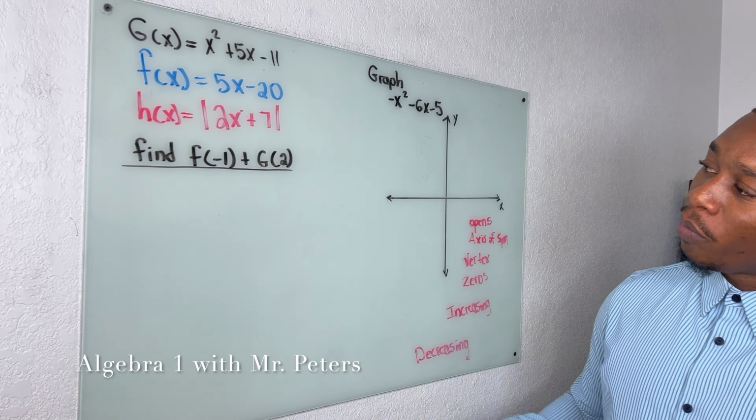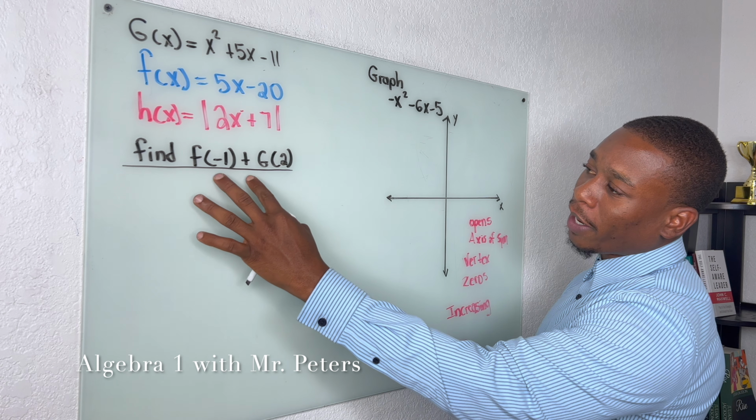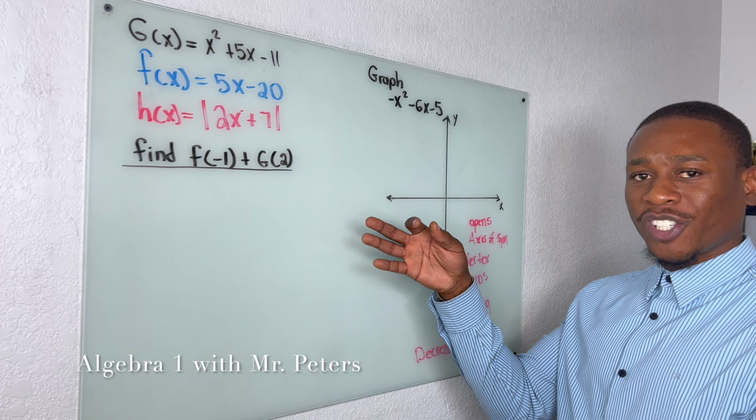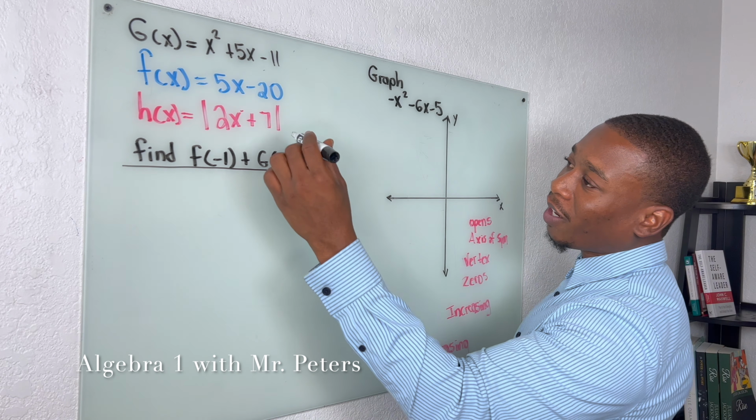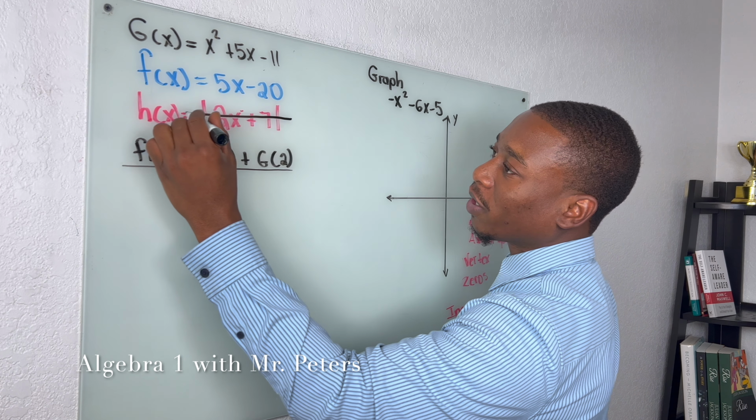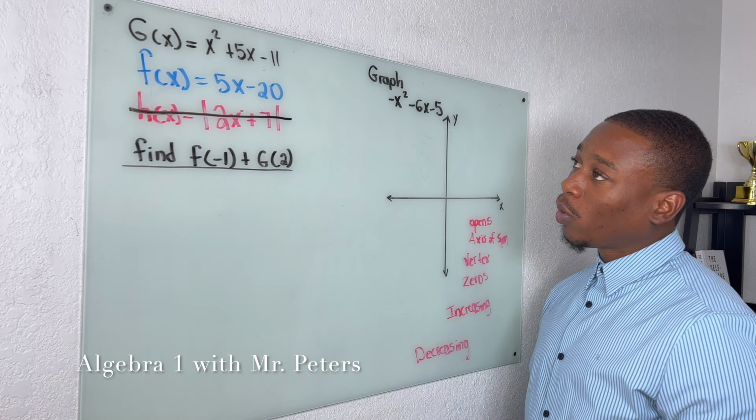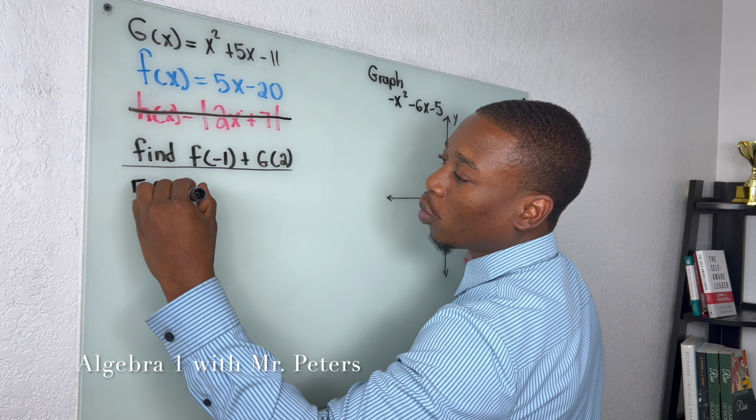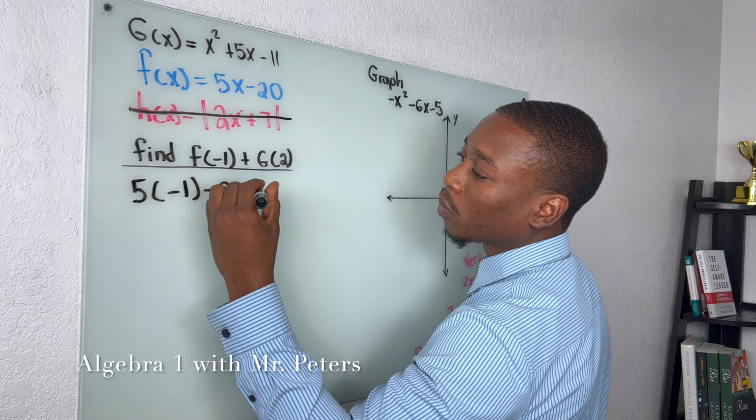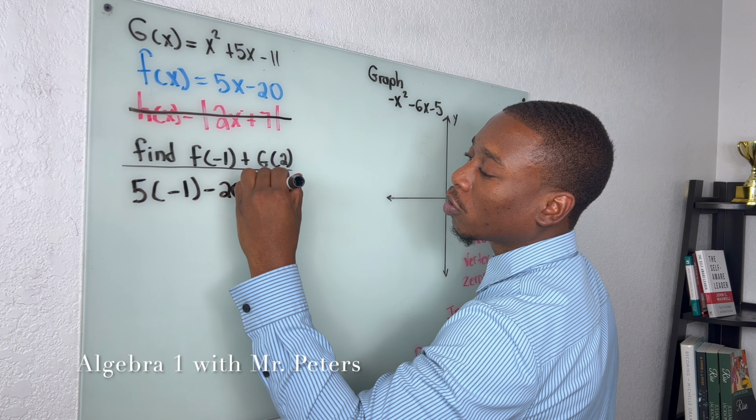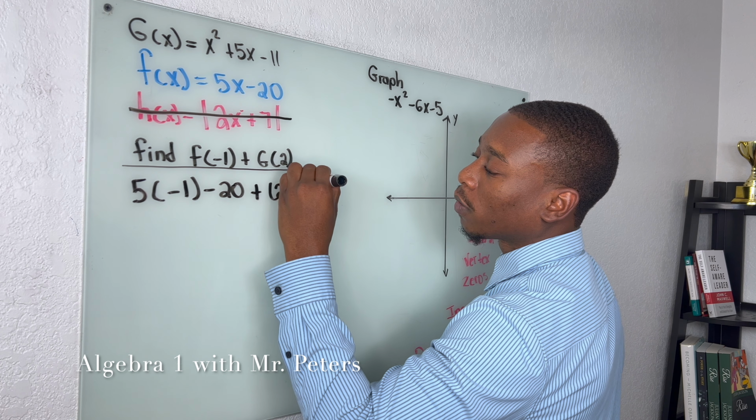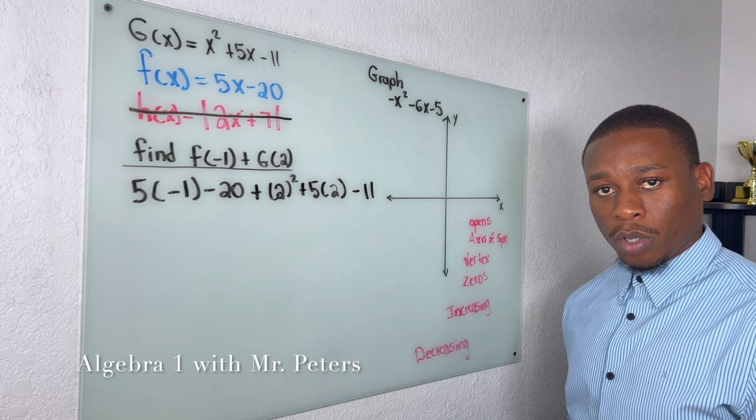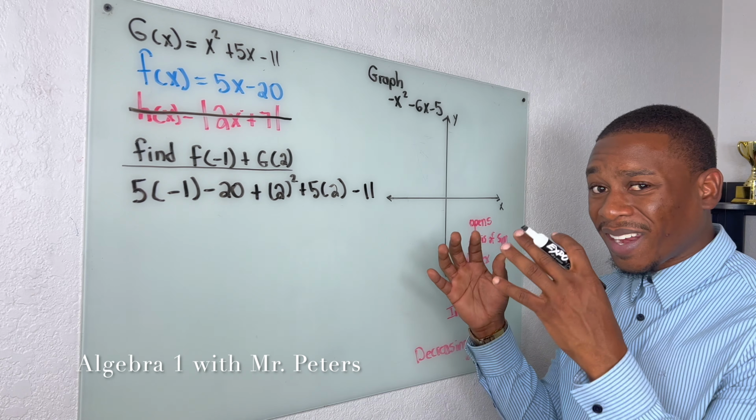So problem number one, they want us to find f of -1 plus g of 2, but they gave us three functions. So number one, let's not worry about h of x. Let's just cross this out. And there's two ways that we could solve this. So what we can do is make one huge equation, or we could separate these two, f of -1 and g of 2, and then add them.